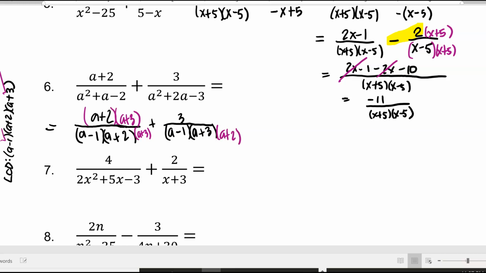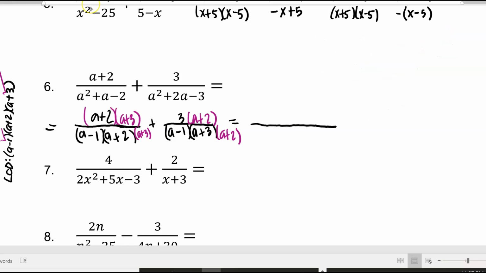So that's what we're going to multiply top and bottom by, a plus 2. Now that our denominators are the same, we're going to rewrite this problem. I'm going to erase this over to the right here. So we're going to rewrite it as a minus 1 times a plus 2 times a plus 3. Again, the order of these factors does not matter. But this is kind of unique. We have a binomial times a binomial here, which means we need to FOIL that out.